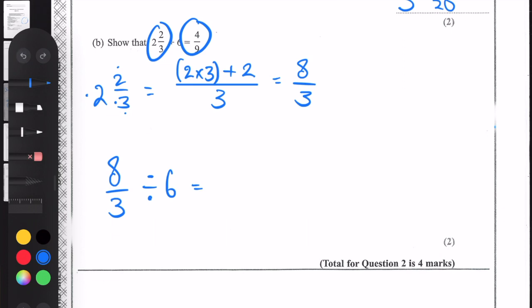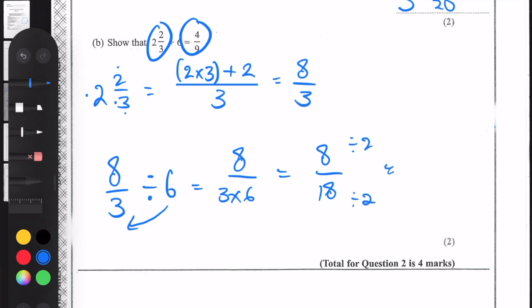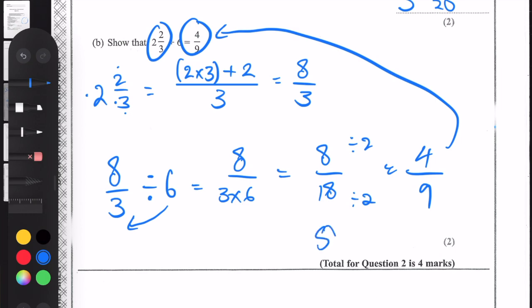Instead, what I actually want to do is multiply the bottom by 6. The bigger the denominator, the smaller the fraction. So 8 on top, and it's 3 times 6, which gives you 18, and I need to prove 8 eighteenths is the same as 4 ninths. So if you divide top and bottom by 2, 8 divided by 2 gives you 4, 18 divided by 2 gives you 9. 4 ninths, you can see, and I can just write to the examiner, shown.